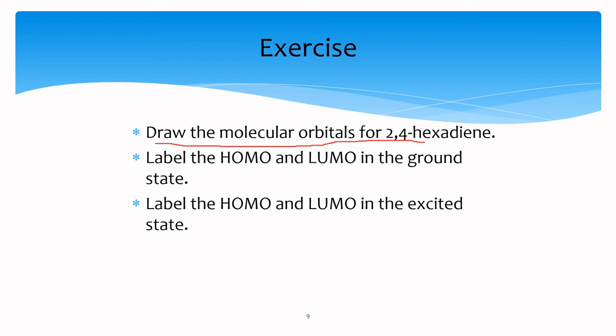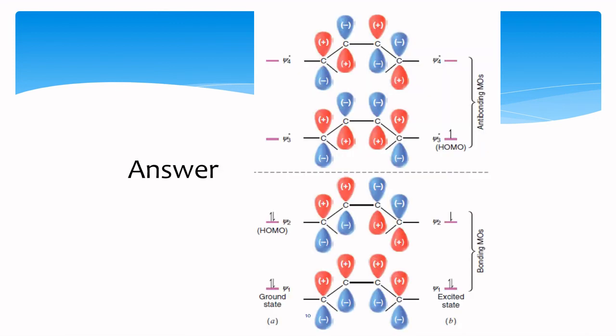Okay, this is an example. Draw the molecular orbitals of 2,4-hexadiene, label the HOMO and LUMO in the ground state, and label the HOMO and LUMO in the excited state. When we try to do this, we just follow the example previously. Because it is hexa, you have 6 carbons, but because it is a diene, you have 2,4-diene, 1, 2, 3, 4, 5, 6.